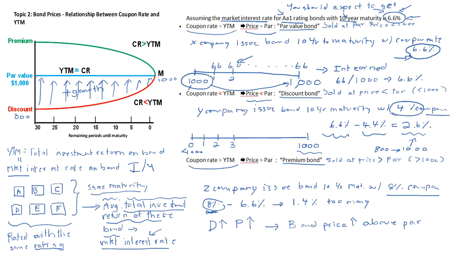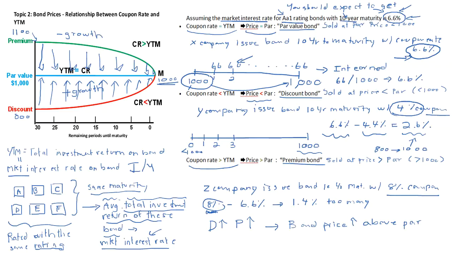Okay, so let's look here. When the bond price is above par, maybe I just assume 1,100. You buy the bond at 1,100, but at the end you will get $1,000 back. So that means over time your bond depreciates, the value depreciates and reaches 1,000.